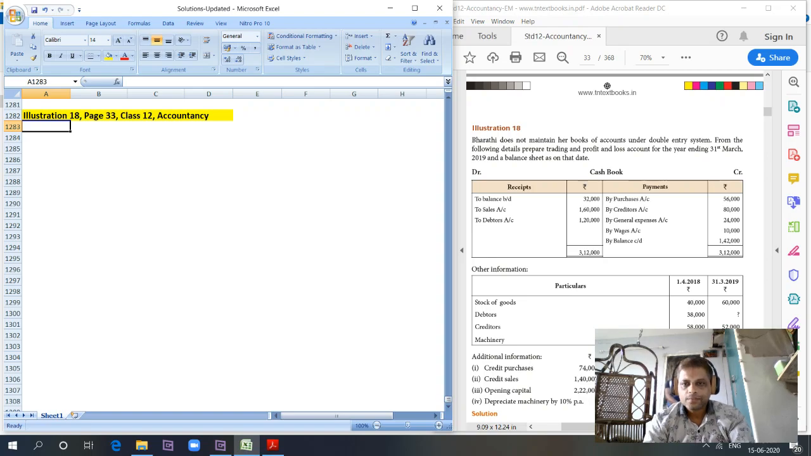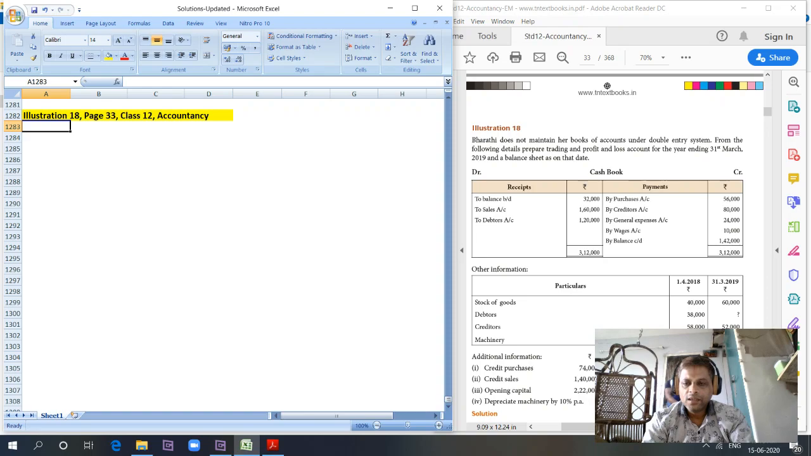Cash book. Sales data, so the debit side, and then purchases, creditors, general expenses, wages, carry down balance. Other information: stock of goods, beginning and end of the year; debtors, beginning of the year, end of the year, we have to find out. So we have to prepare a total debtors account; creditors, beginning and end of the year; machinery, beginning and end of the year. So all this information has been given here.